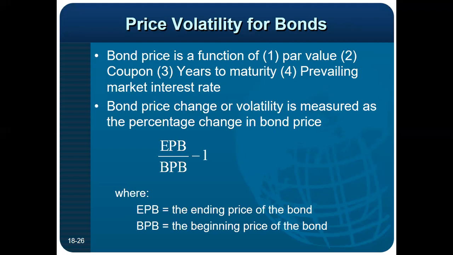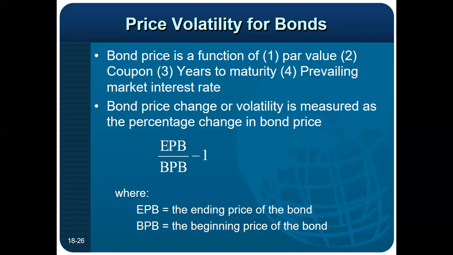So the price volatility for bond price is a function of par value. The first one is par value. Second is coupon payment. Third is years to maturity. Fourth is the prevailing market interest. So there are four things that are most important for bond price. It means if you have to find a bond price, you need the information of par value, coupon payment, how many maturity years, and the prevailing market interest. So these four things are very important.